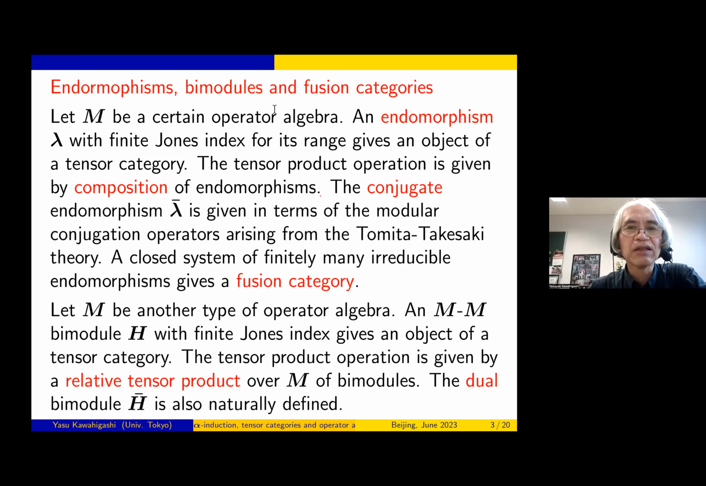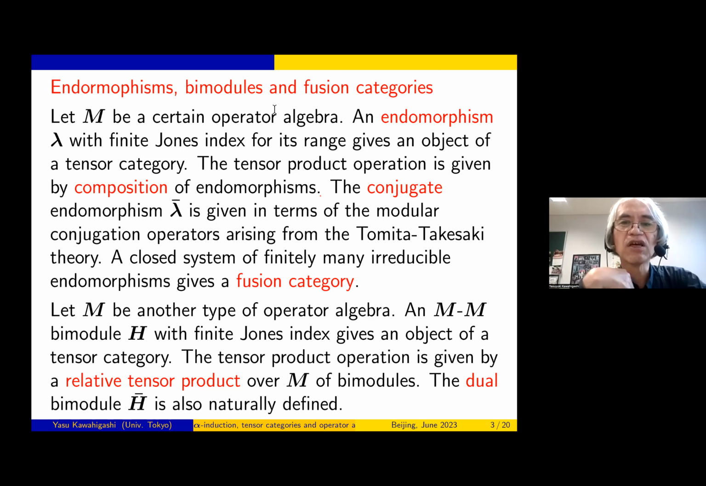And then this kind of endomorphism gives an object of a tensor category. Then the tensor product operation is given by composition. So if we have two endomorphisms of the same algebra, of course, we can compose them. And this composition really gives the tensor product operation. Then we need a dual endomorphism, a dual object.